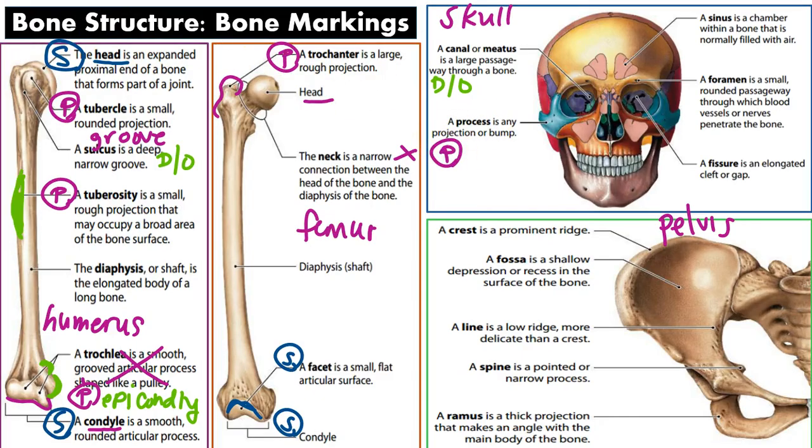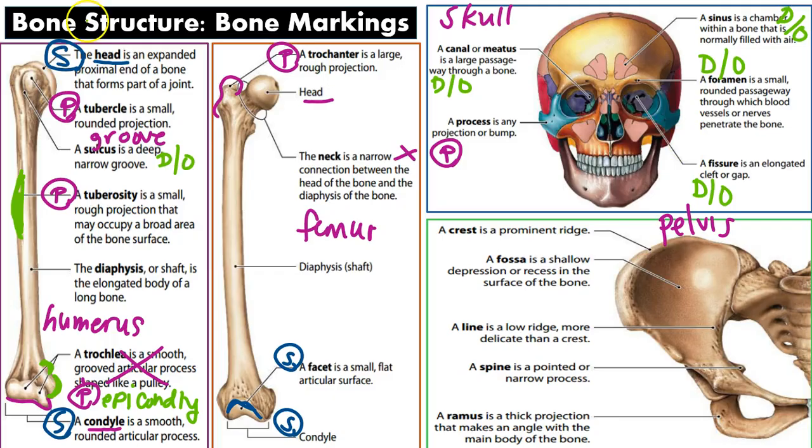We can also have a sinus, which is also going to be a depression/opening, a foramen, or of course foramen, which we saw in our diaphysis. We saw a nutrient foramen that's going to help us get blood vessels and nerves into the actual bone matrix. And that's also going to be a depression slash opening, because we know it's a small hole, and also a fissure, which is also a depression slash opening. So a lot of depression slash openings on the skull itself.